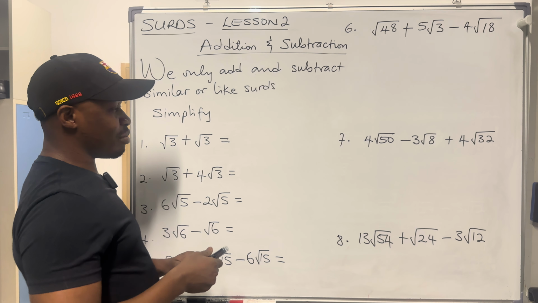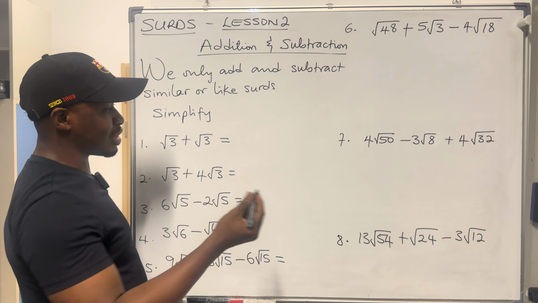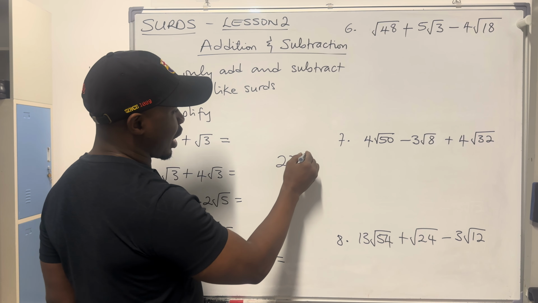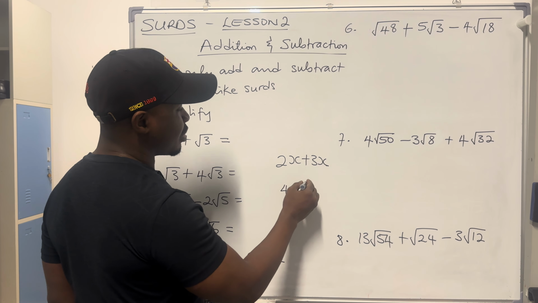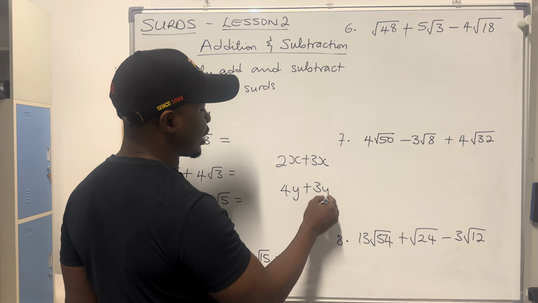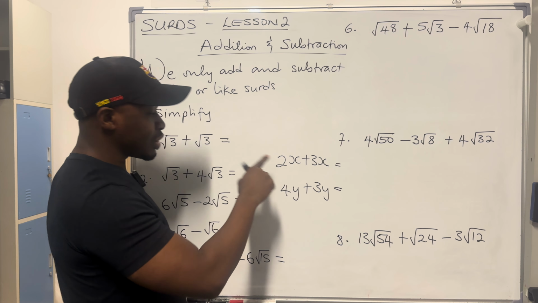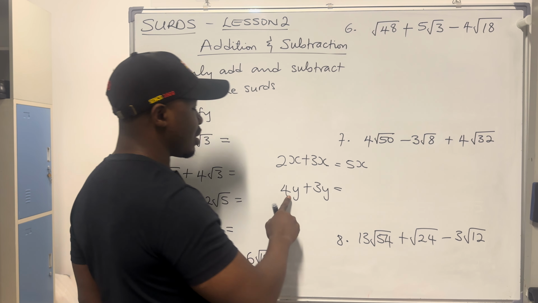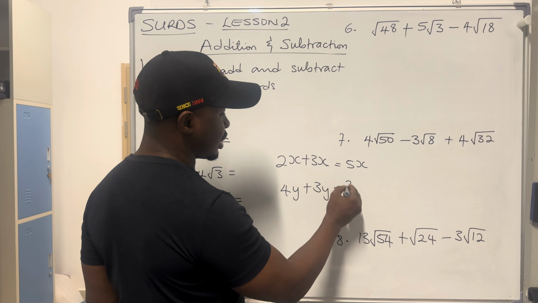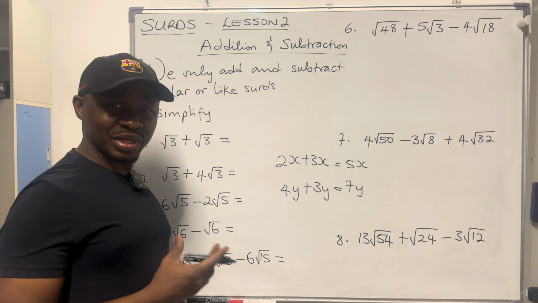Think of algebraic expressions or terms like 2x plus 3x, or 4y plus 3y. When we say 2x plus 3x, we say 5x. 4y plus 3y, we say 7y. I hope it is clear.